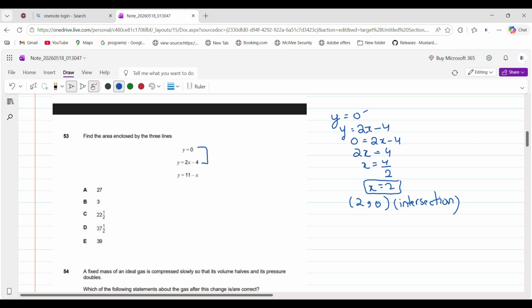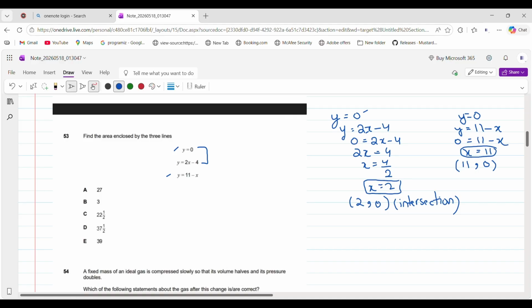Now let's find the intersection between the first equation and the third equation. The first equation is y equals 0. The third equation is y equals 11 minus x. Just substitute the value: 0 equals 11 minus x. When minus x goes to the left-hand side, it becomes positive. So x equals 11. When x is 11, y is 0. This is our second intersection point.